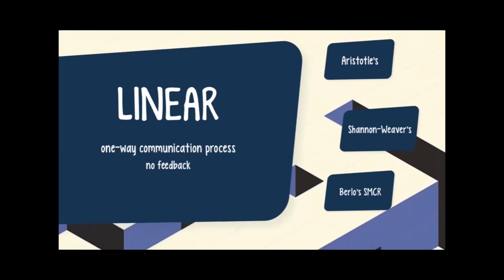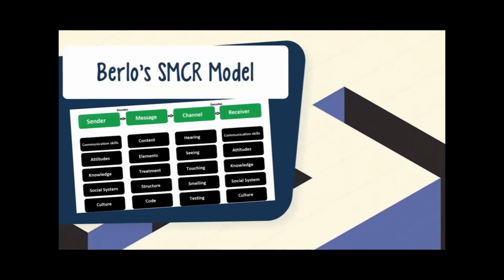The third one is the Berlow's SMCR model. This model is proposed by David Berlow of 1960. It suggests elements on the communication process, namely the sender, message, channel, receiver.